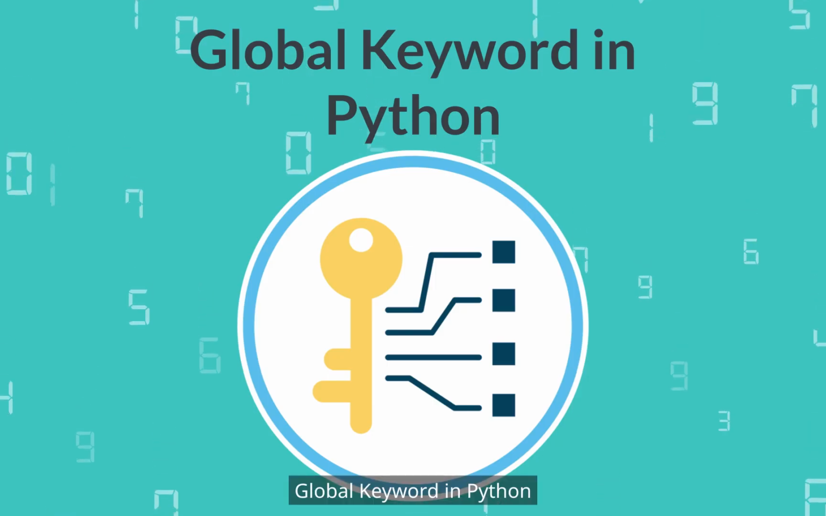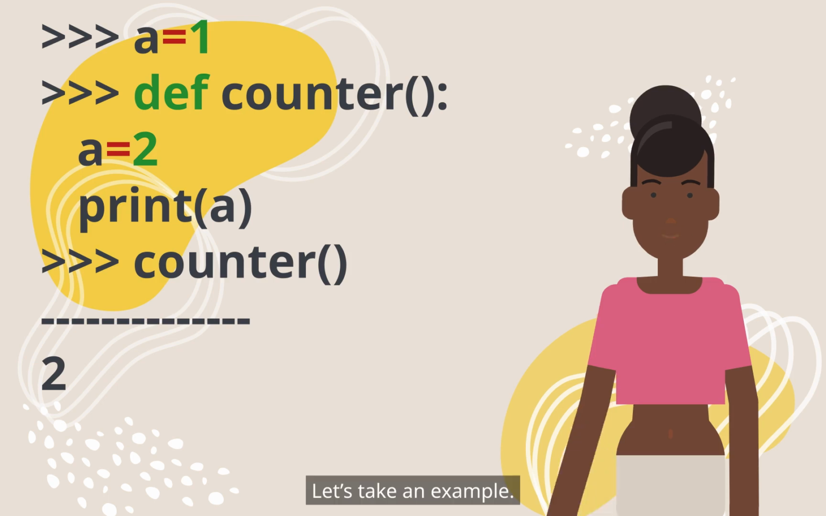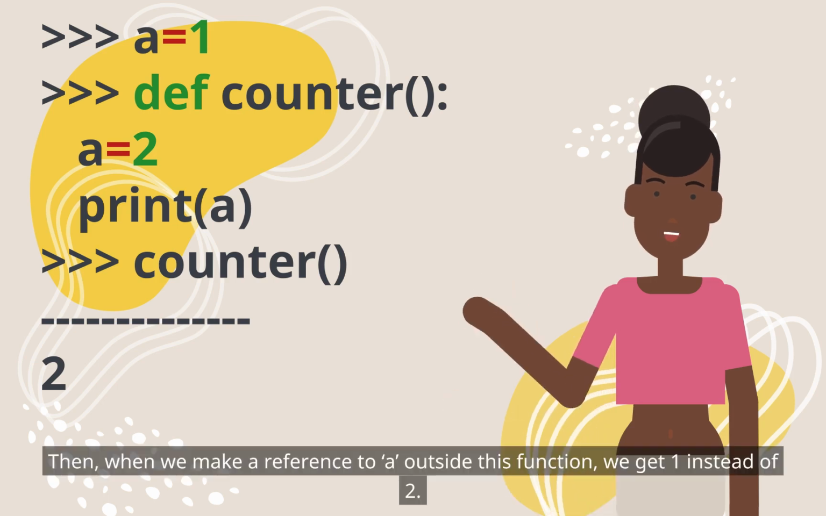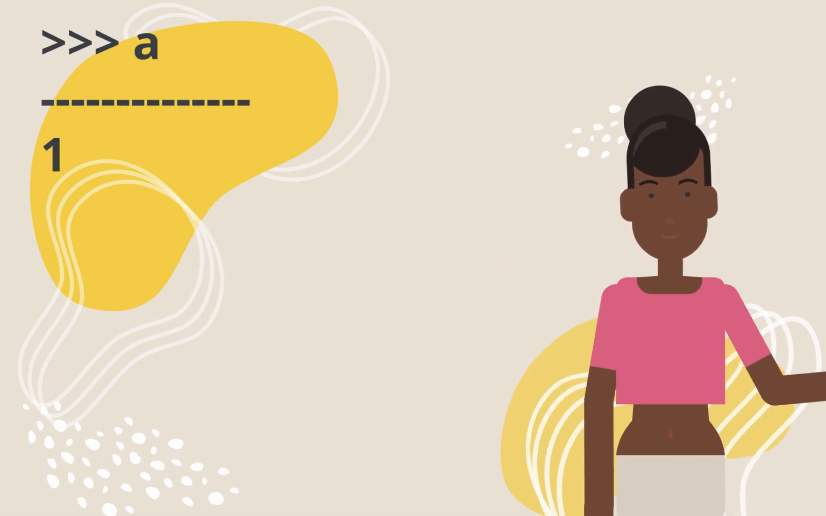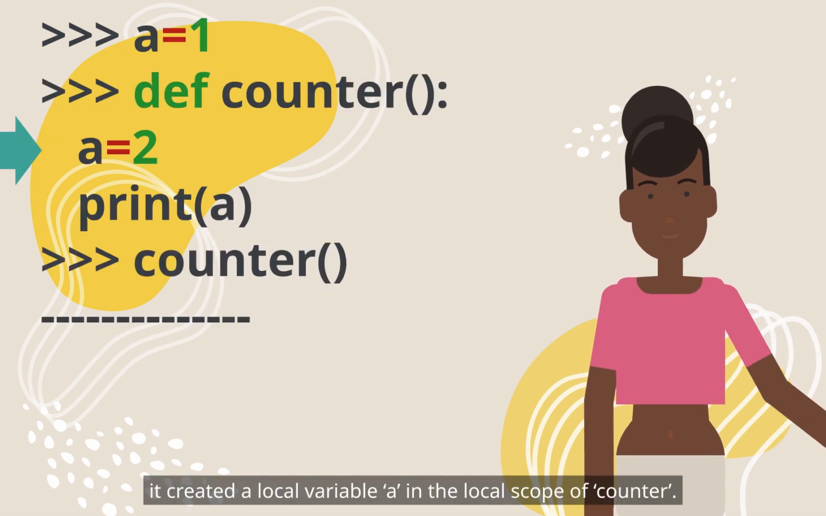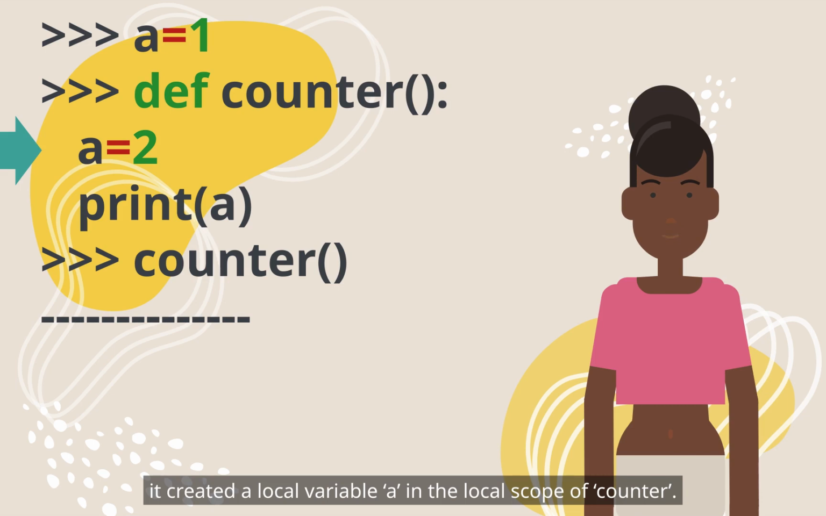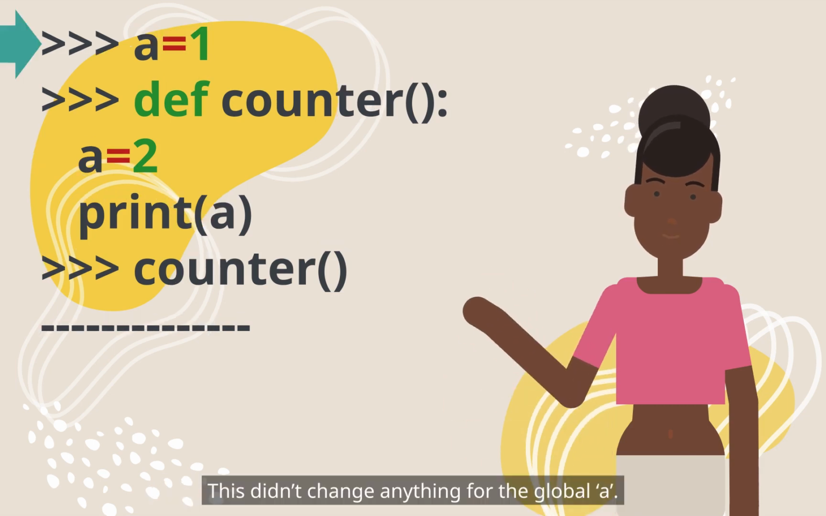Global keyword in Python. Let's take an example. Then, when we make a reference to it outside this function, we get 1 instead of 2. This is because when we set it to 2, it created a local variable a in the local scope of counter. This didn't change anything for the global a.